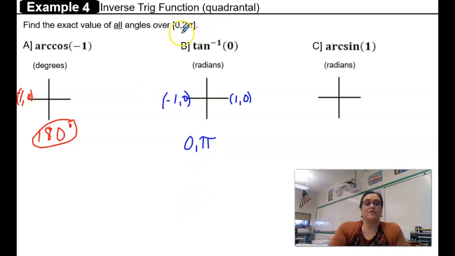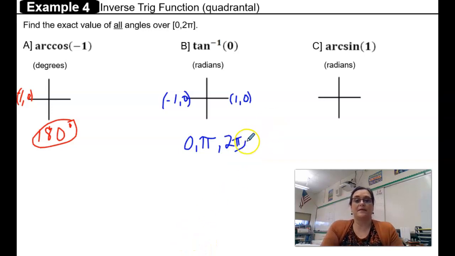Then it says over the interval 0 to 2 pi inclusive, and when we cycle back to 2 pi, we're back at the coordinate (1, 0). So 2 pi would be another solution where the arctangent of 0 can be evaluated.